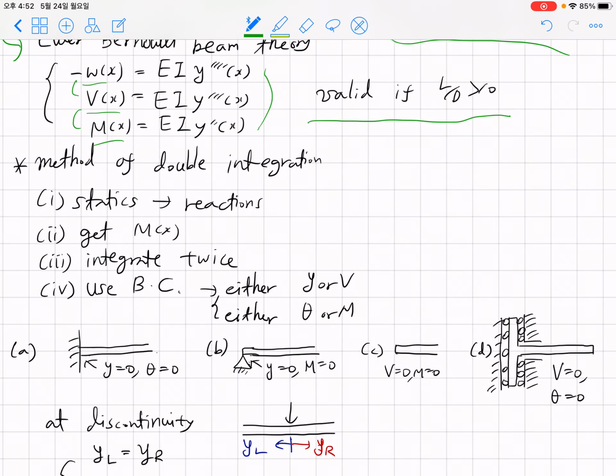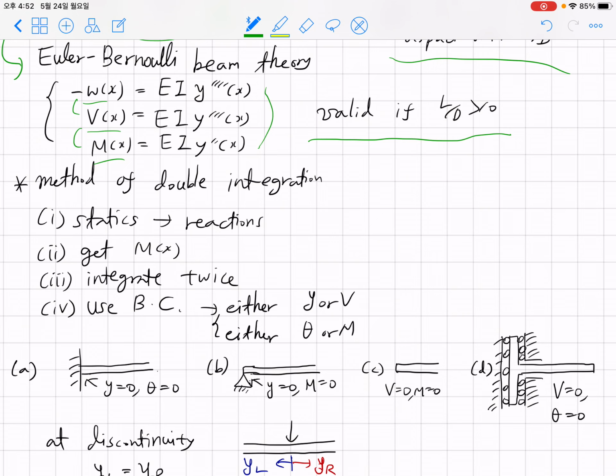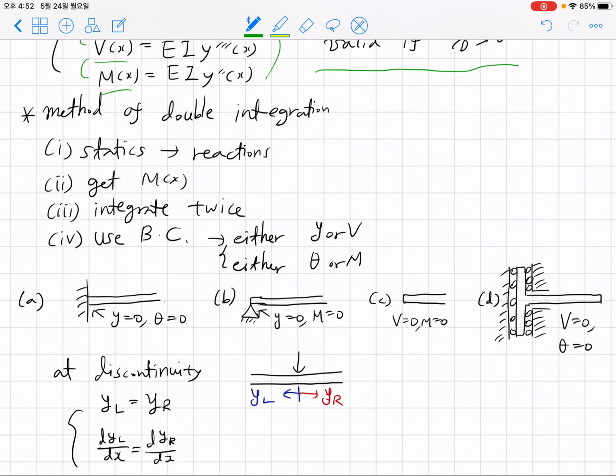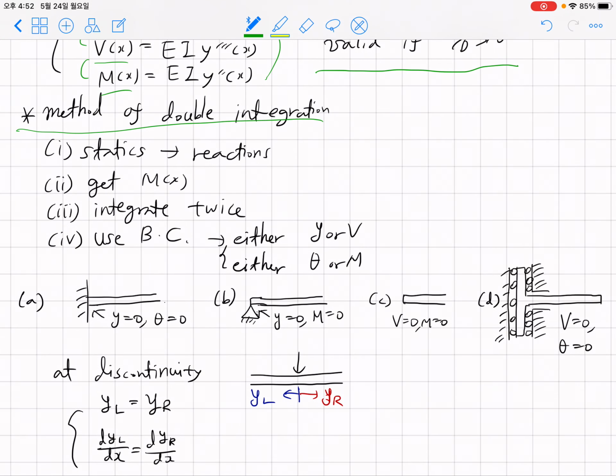After we learned the definition of Euler-Bernoulli beam theory and the Euler-Bernoulli equation for beam deflection, we also discussed how to solve the problem. The strategy we learned in the previous lecture is the double integration method. In the double integration method, we first obtain the reactions from statics, and after obtaining the reactions, we can obtain the moment diagram, or M as a function of location x. Then we integrate the equation twice. By applying the boundary conditions, we can solve for the unknown integration constants C1 and C2.